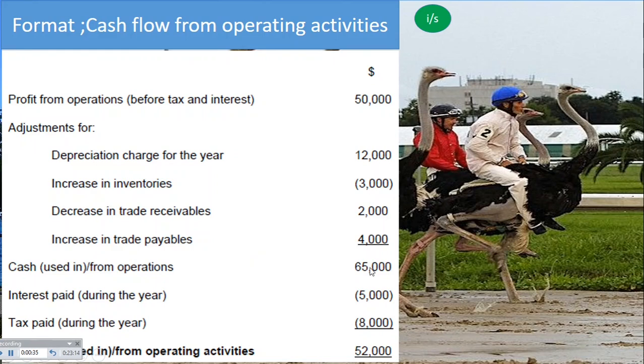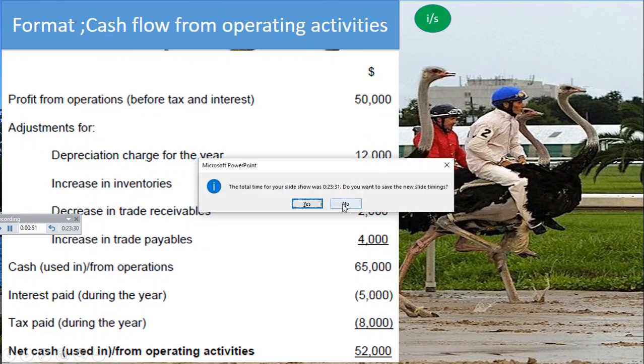When you add this up, you get 65,000 as cash flow from operations. Then we deduct interest paid and tax paid during the year, and you get the cash from operating activities. That's how you prepare cash flow from operating activities. So let's go to the next one now.